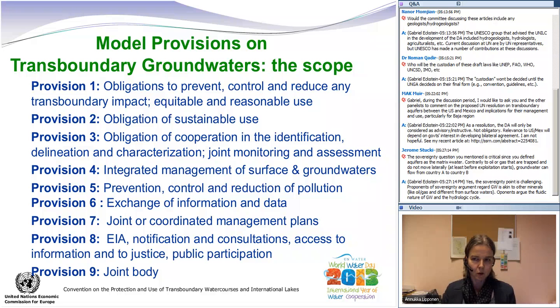Then provision number 3 refers to the obligation to cooperate in the identification, delineation, and characterization of transboundary groundwaters jointly, and this describes a range of issues from quality to quantity, and mentions the use of common or harmonized standards and methodologies, and the need to agree on the criteria and key parameters to be applied in the joint assessment, and also mentions monitoring networks and the possibility or usefulness of developing maps such as groundwater vulnerability maps and use of conceptual models also. And then provision 4 refers to integrated management of surface and groundwaters.